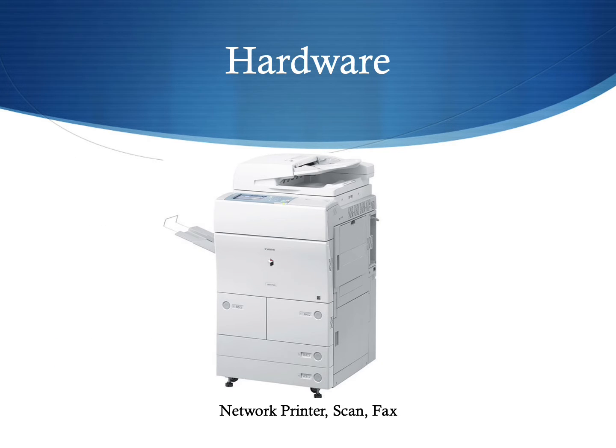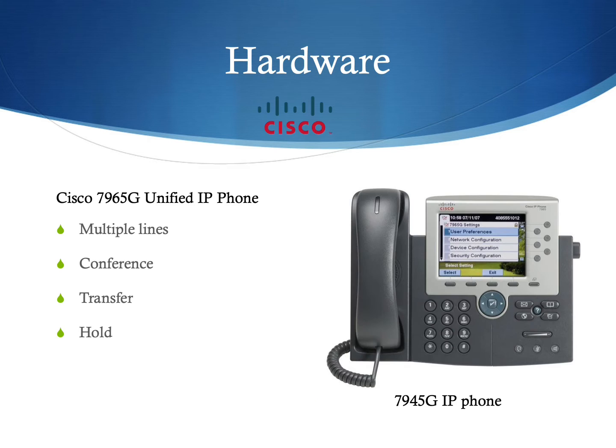Network printer. You need one network printer that's connected to all PCs with the capability of print, fax, and scan. Cisco IP phone. This particular model is very common in the call center industry. Cisco 7965G, which is a unified IP phone. It's capable of handling multiple telephone lines, able to do conference, transfer calls, and put the call on hold.